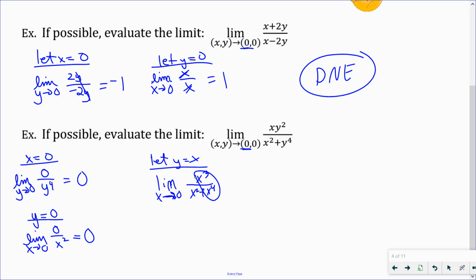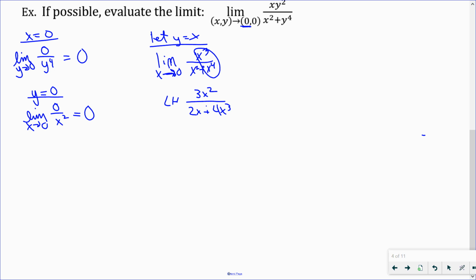Let's do L'Hopital's, right? So if I did L'Hopital's once, I would get 3x squared on top. The bottom, I would get 2x plus 4x to the 3rd. Everybody good? Alright, it's still 0 over 0, so let's do it again. So if I did L'Hopital's now, I would have 6x, but look at this 2 right here. This turns into a 2 plus 12x squared. You follow? Alright, so now when I plug 0 in, the top is 0, but what's the bottom? 2. So 0 over 2, and that's okay.